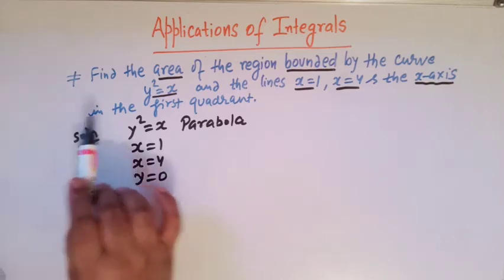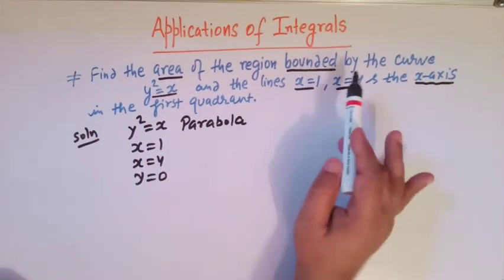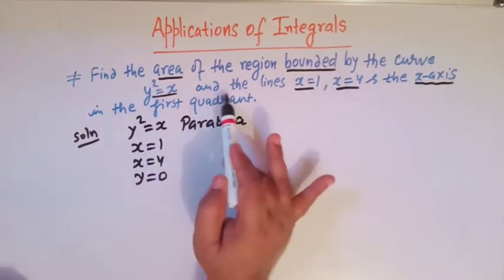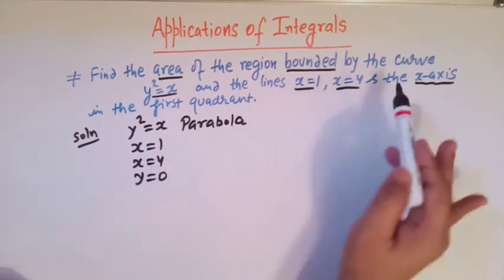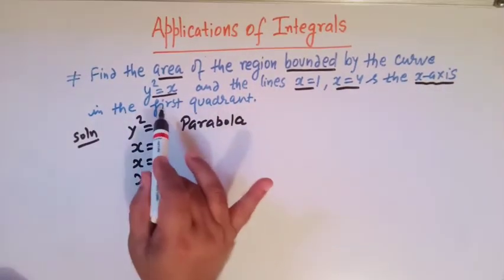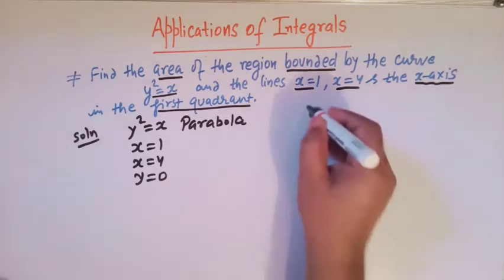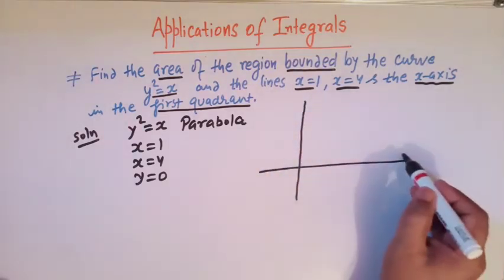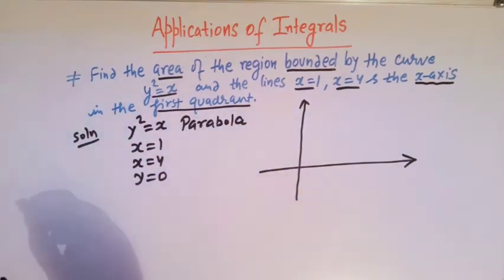So I am once again reading this question. Find the area of the region bounded by the curve y square is equal to x and the lines x equal to 1, x equal to 4 and the x-axis in the first quadrant, right? So the next aim is to plot a rough sketch of all these curves, right?